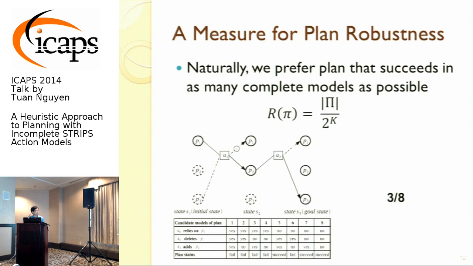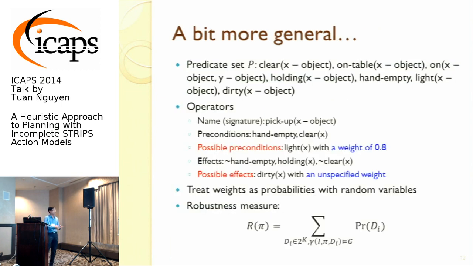Based on the example, you might already see that naturally we prefer a plan that succeeds in as many complete models as possible. And so we define the robustness measure as the fraction of the complete models under which the plan succeeds. In this example, the robustness of this plan is 3 over 8. In our work, we also allow the domain writer to specify some weight on possible preconditions and effects. And the robustness measure of a plan will be defined as the summation of the probability of complete models under which the plan succeeds.